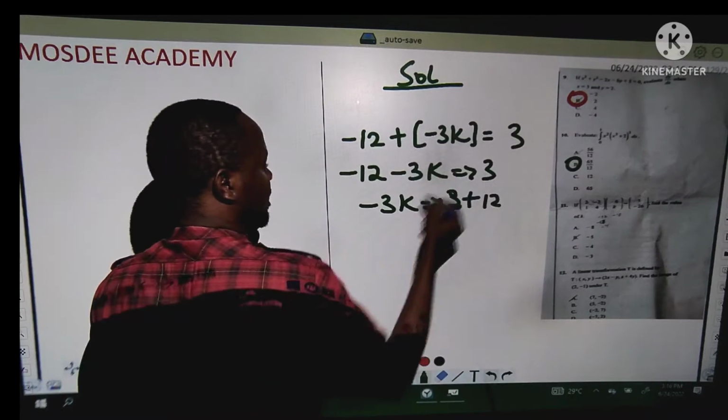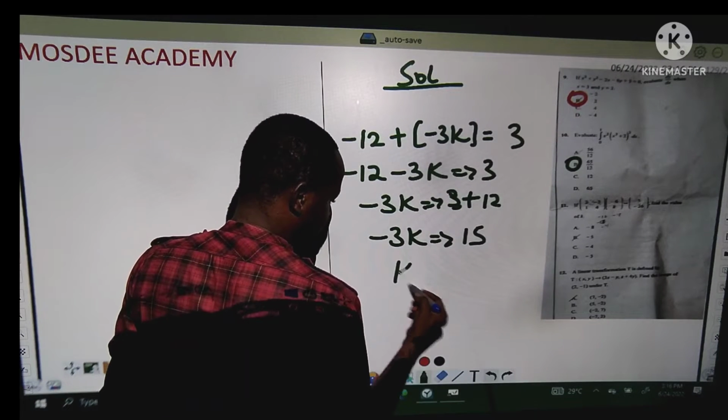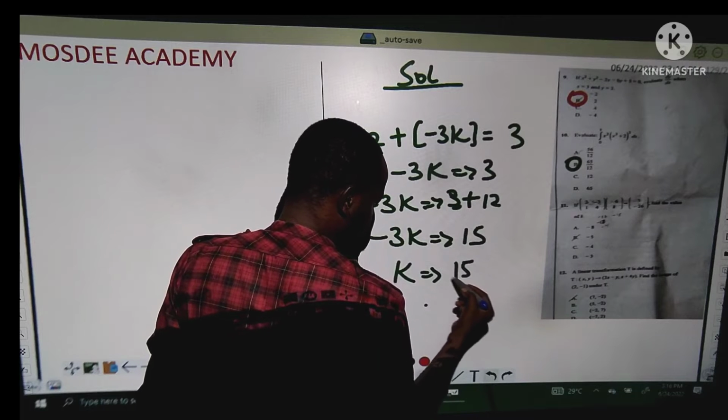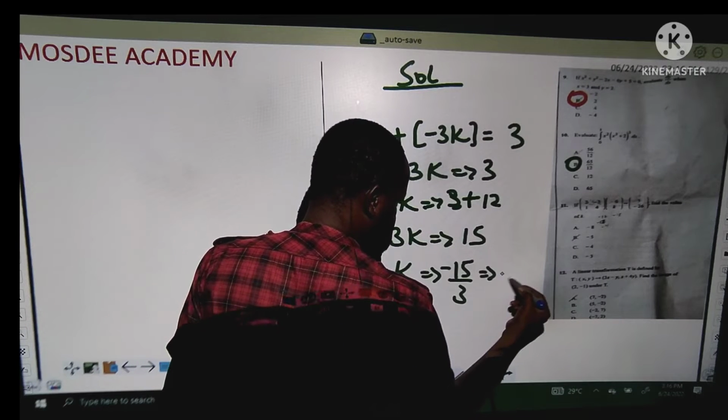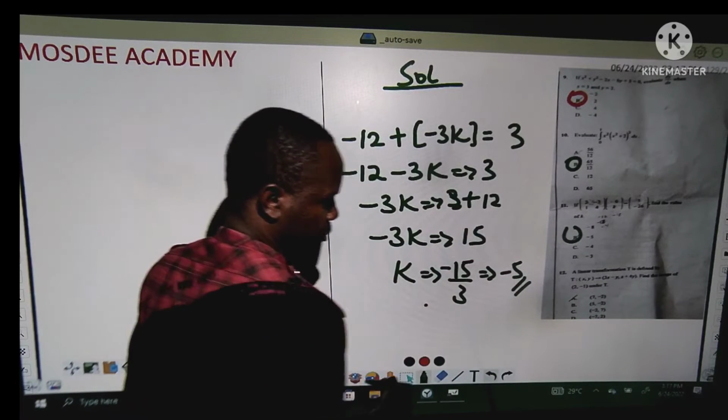I have collected like terms. Minus 3K equals 15. Then K equals 15 over 3, and that is negative 5. And I think, yeah, so you never miss this. I'm very sure about that.